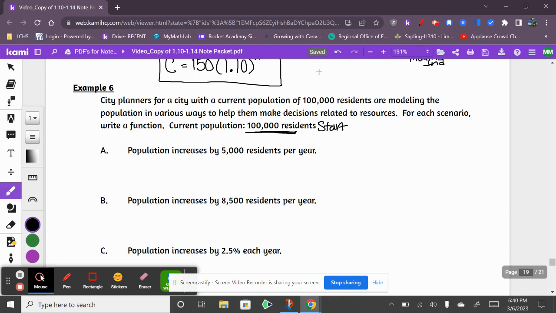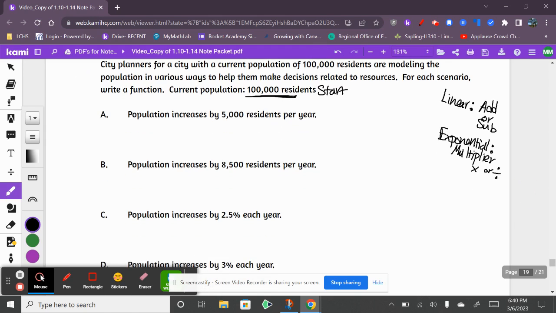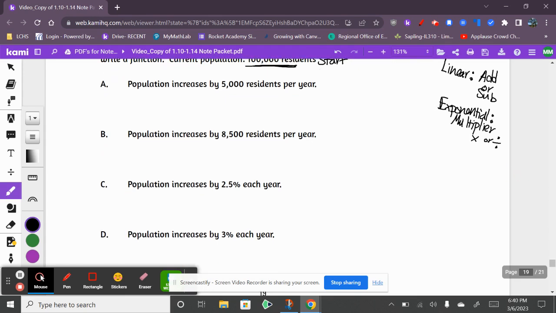Now, on some of these, remember that if it's linear, that has an increase or a decrease that is using addition or subtraction. If it's exponential, that is going to be using a multiplier, or we can also think of it as multiplying or dividing. So those are the differences when we think of linear versus exponential. So the first thing that I would want us to do when we start these is to look at which of these scenarios is going to be linear and which is going to be exponential.